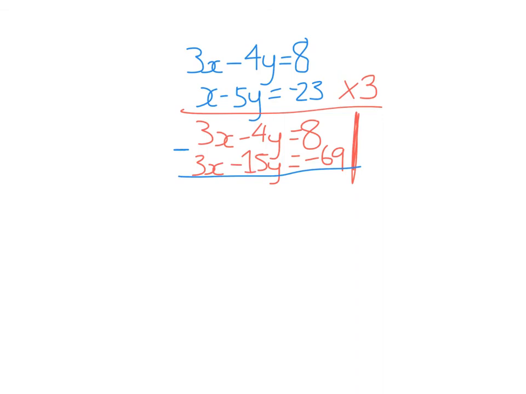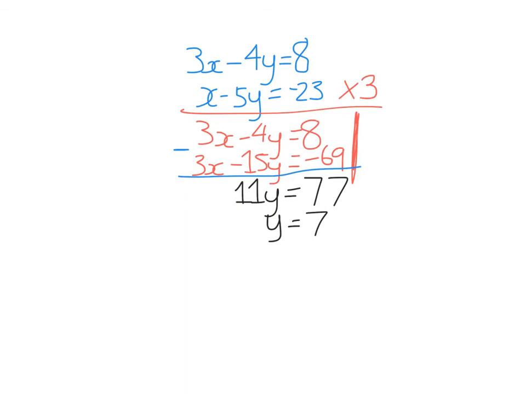You can put that on your calculator if you want. Minus 4 plus 15 gives me 11. So I get 11y equals, so 8 plus 69, which gives 77. Now I just divide each side by 11. I get y equals 7.